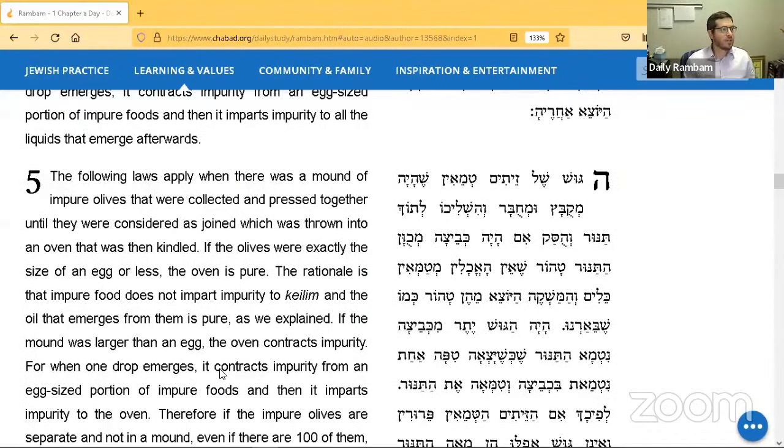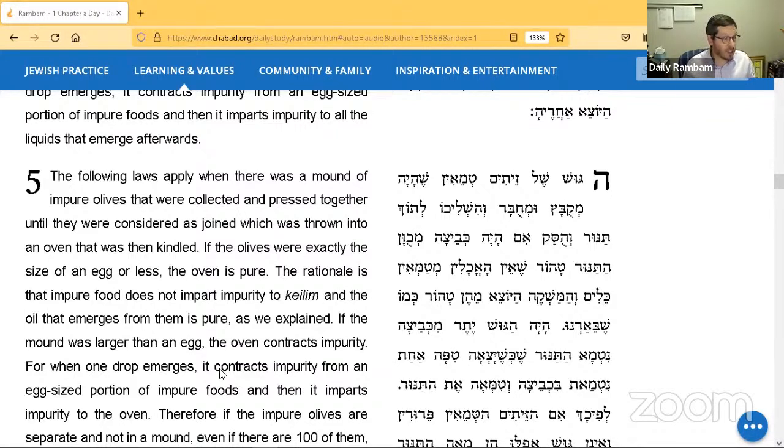Halacha 5. Gush shel zaysim. The following law applies when there was a mound of impure olives that were collected and pressed together. So it's a bunch of individual olives, but they've been pressed together until they're considered joined. And that mound, that mass, was now thrown into an oven that was then lit. If the olives were exactly the size of an egg or less, the oven is pure. The rationale is that the impure food does not impart impurity to vessels, and the oil that emerges from them is pure, as we have explained, because each one was less than a kazayit.